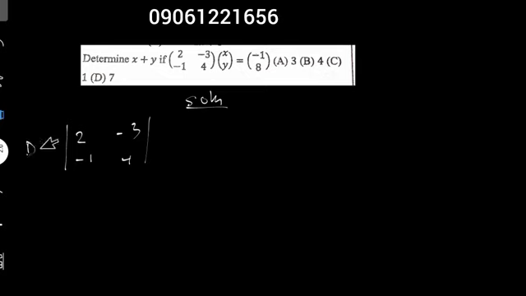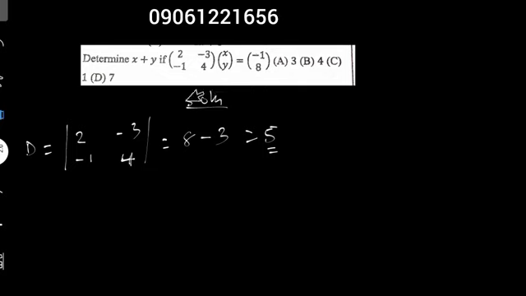So let me say I want to find the determinant of the first matrix we have here. Now, to find the determinant of a 2 by 2 matrix, this one will multiply by this, that is 4. That will be 2 times 4, that is 8, minus, the sign here is minus, minus 3 times minus 1, that gives us plus 3. Now 8 minus 3 gives us 5. So our determinant for this 2 by 2 matrix is equal to 5.